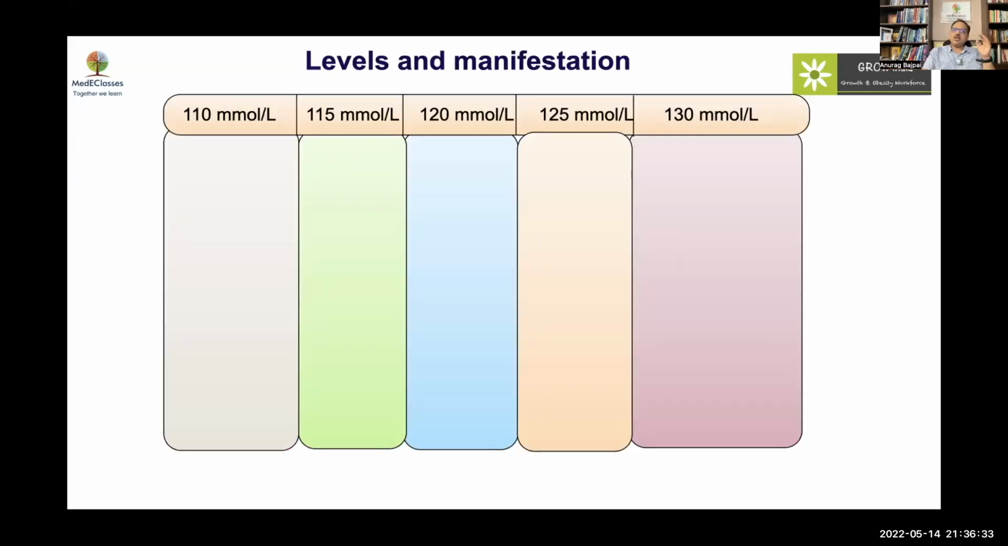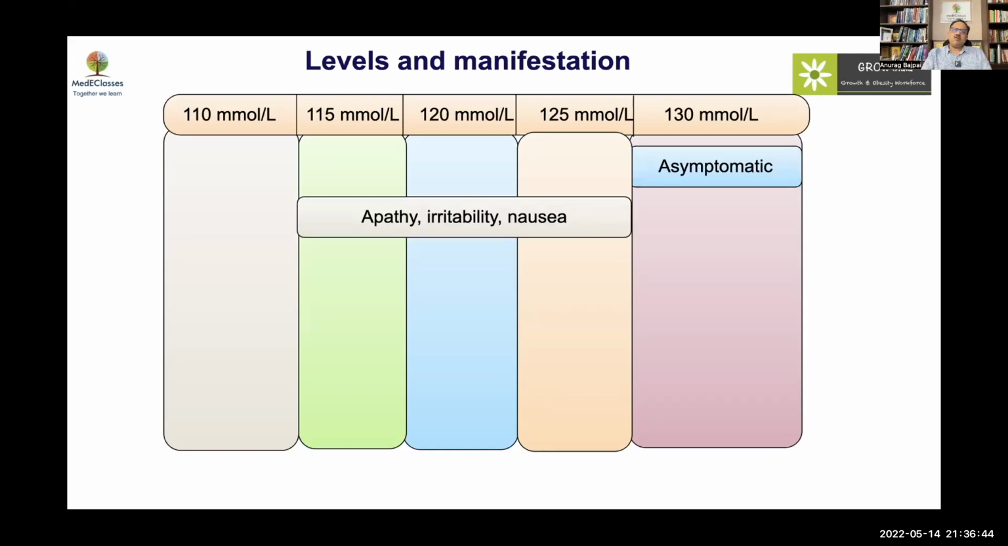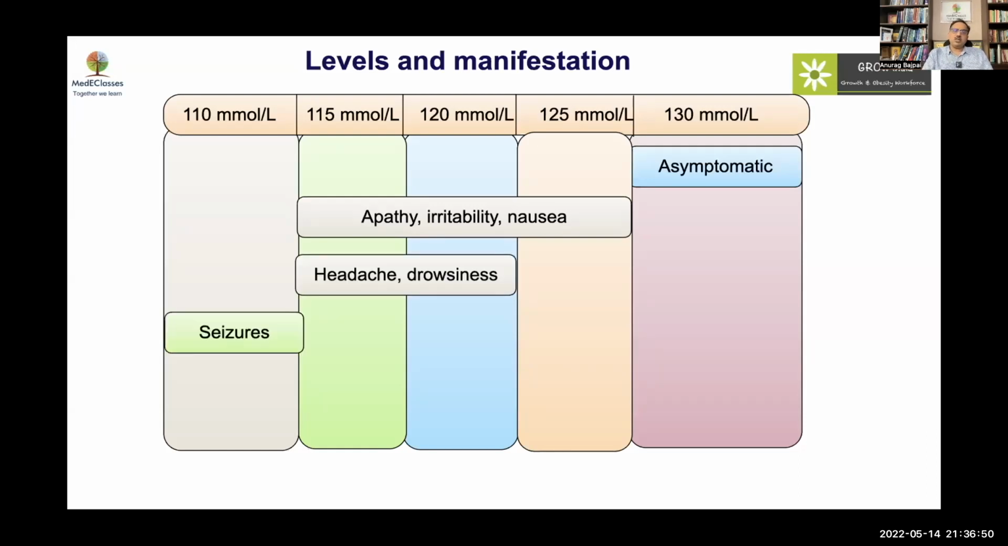Now, the manifestations of hyponatremia will depend upon two things: the severity and the rate of fall. So generally, up till around 130, you will have no symptoms. Around 115 to 125, you have features of apathy, irritability, and nausea. Headache and drowsiness typically below 120, seizures around 115 and below. But if somebody was at 140 and suddenly becomes 125, they will have much more symptoms than somebody who was sitting at 125 for quite some time.